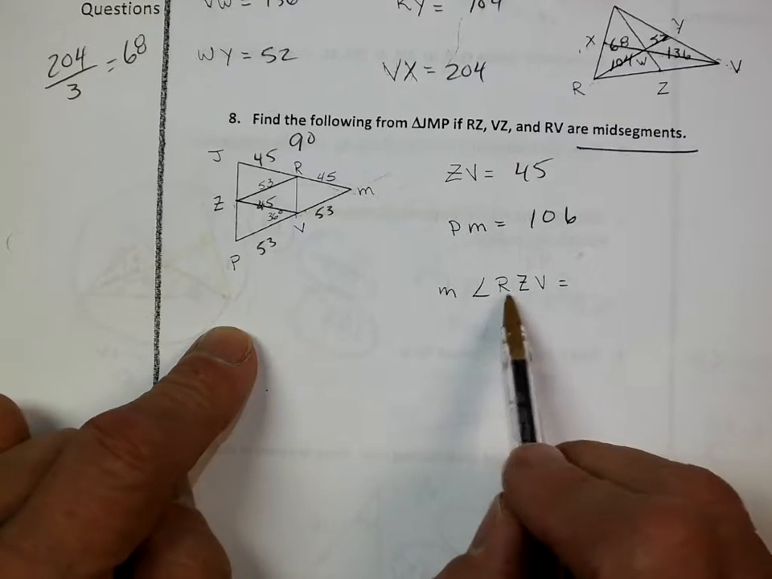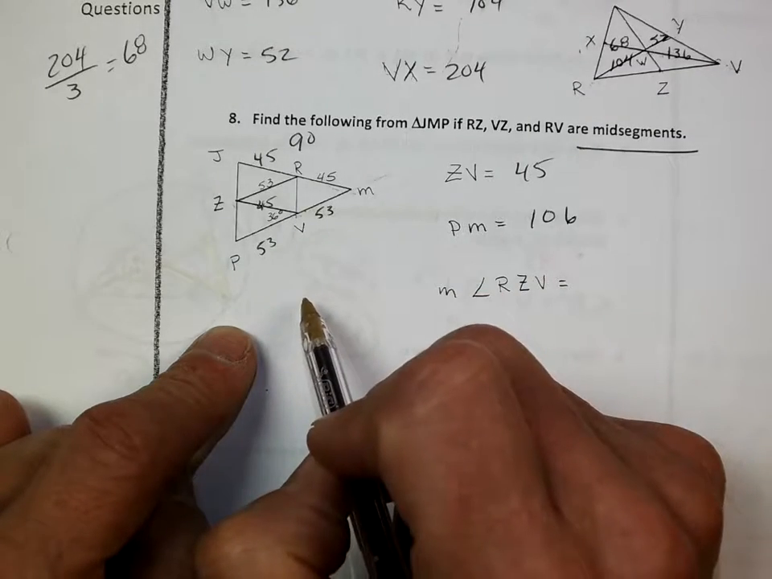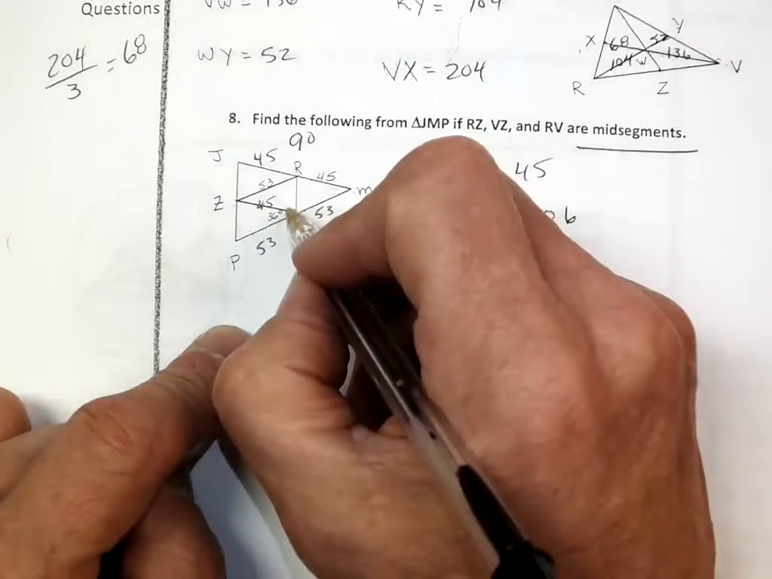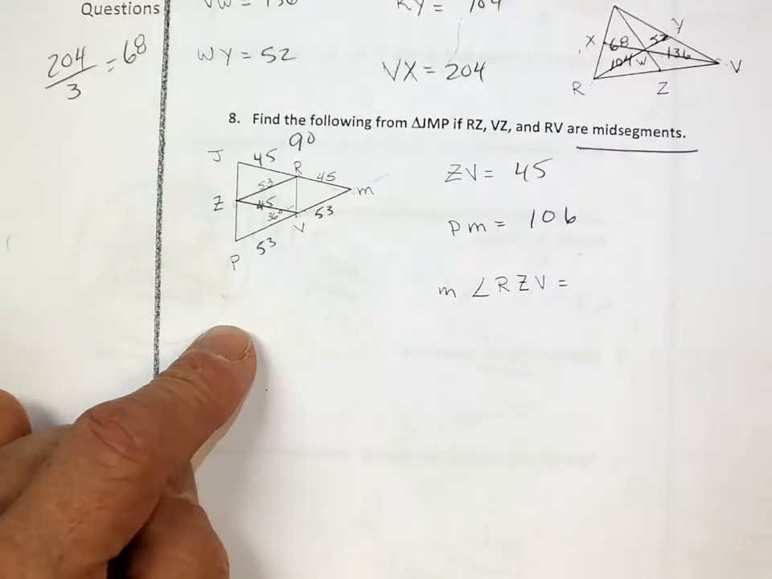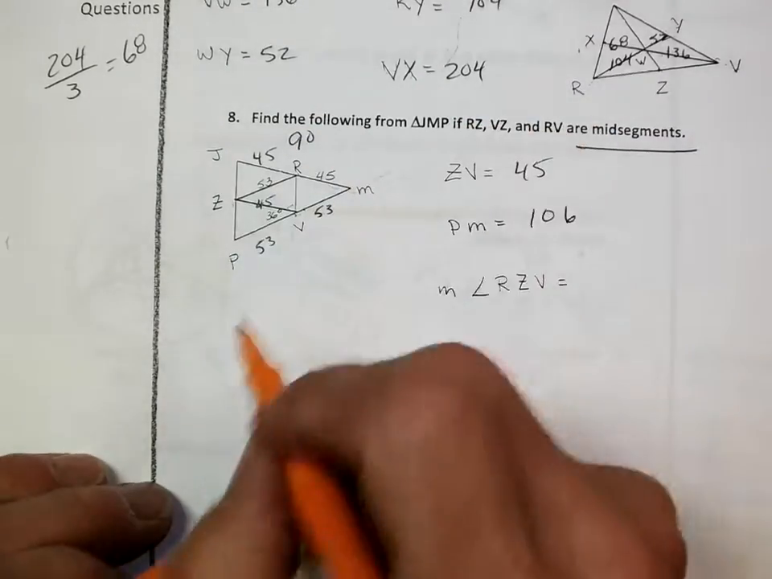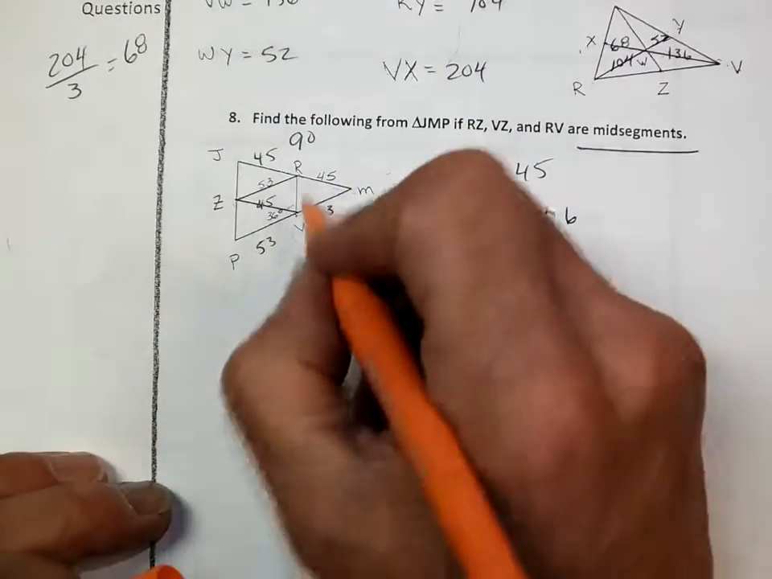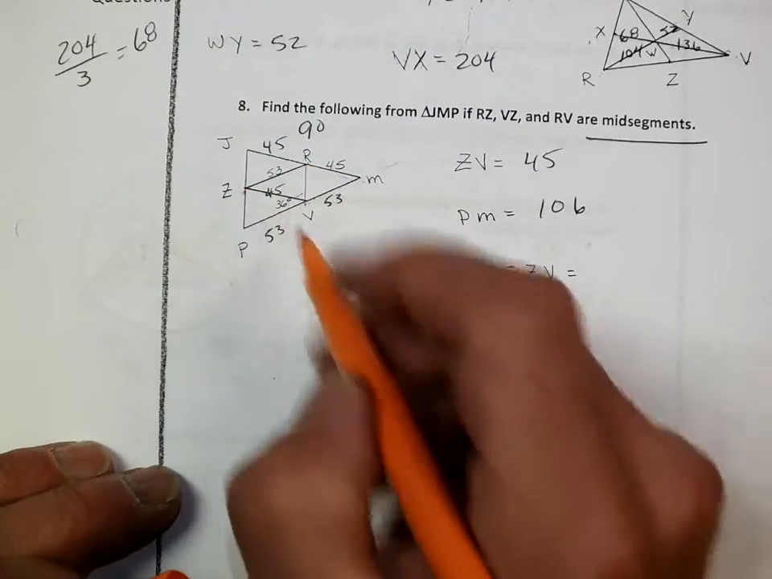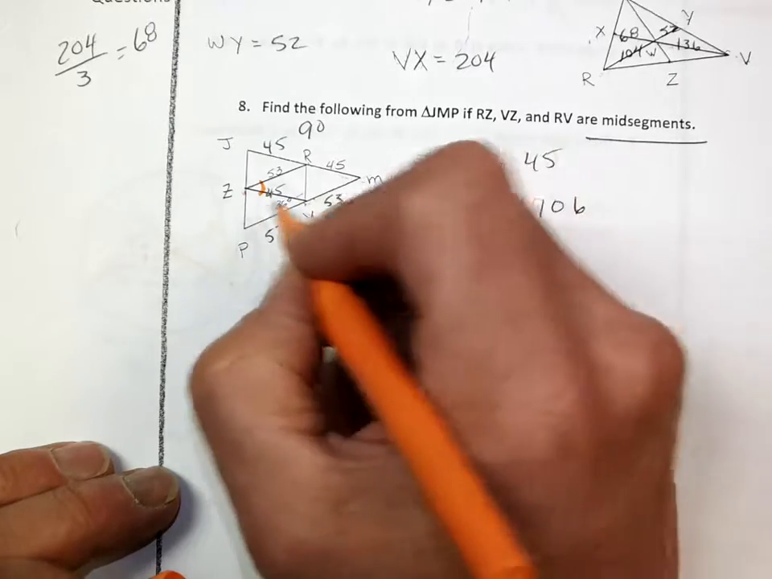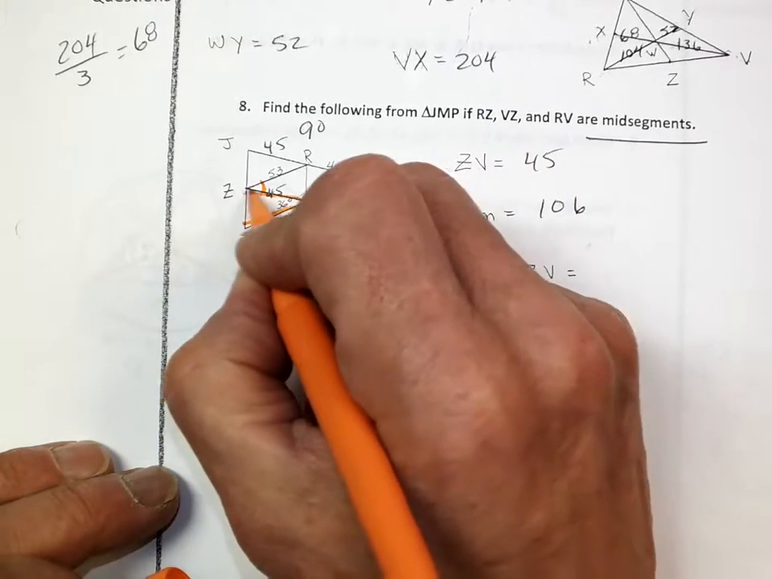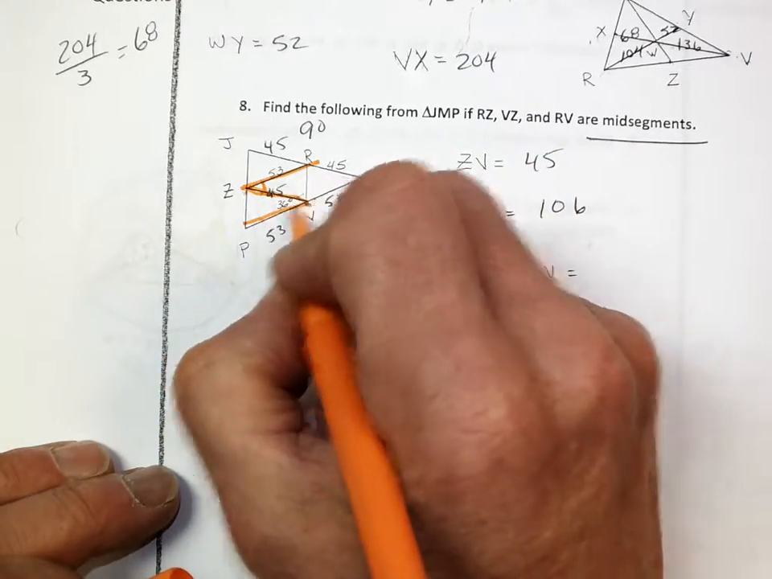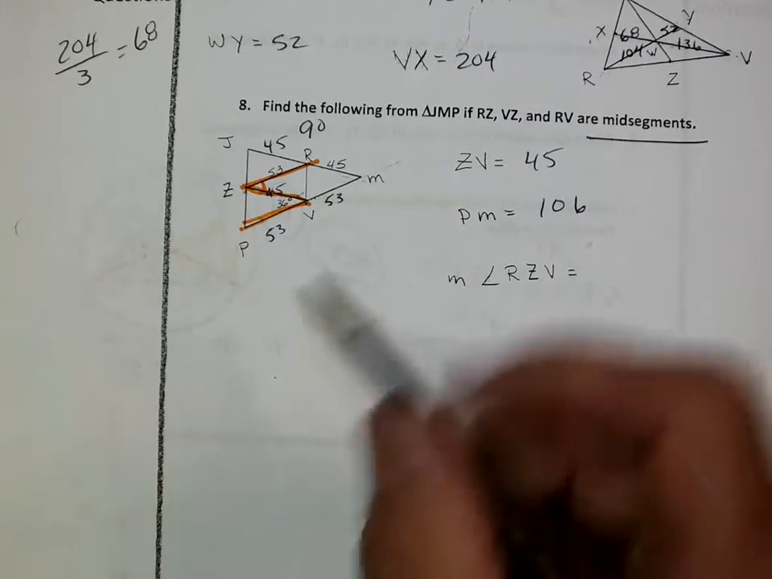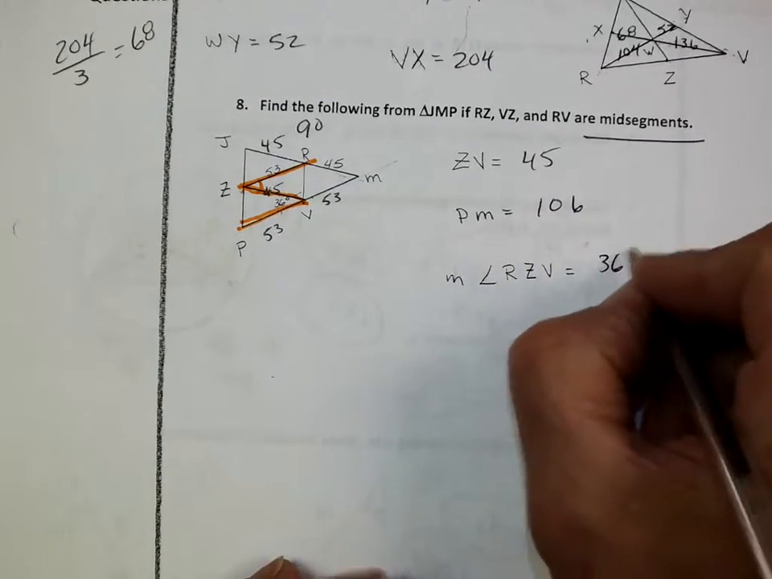And angle RZV. That's that angle there, huh? RZV. No, I'm wrong. I got the wrong one. RZV. That one right there, okay? And yes, it is 36. See the parallel lines, you guys? See the Z, which makes alternate interior angles, right? You guys see the Z? So that's 36 degrees, okay?